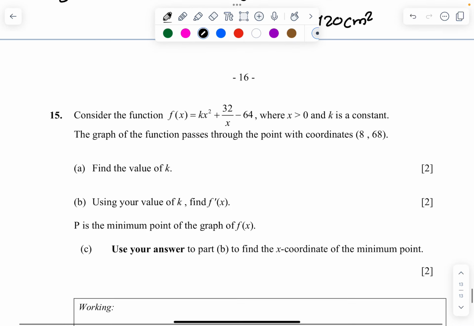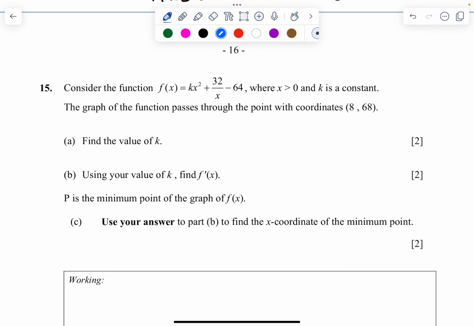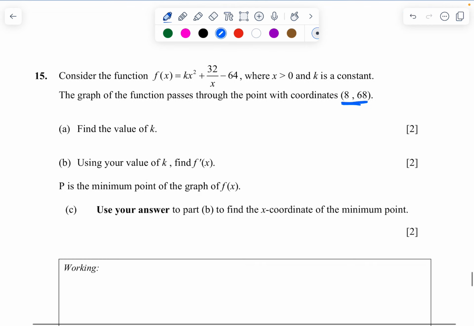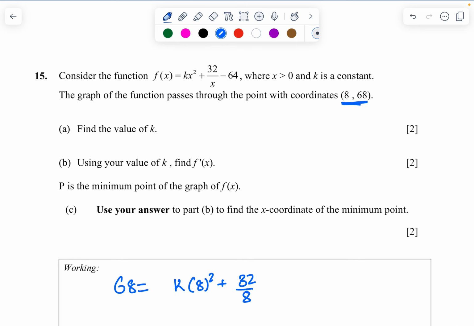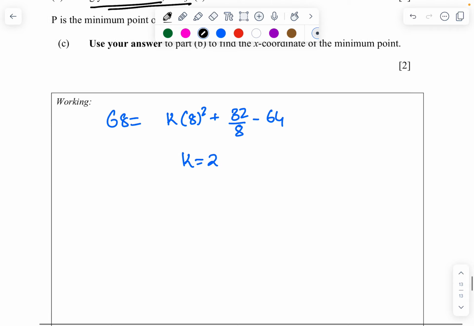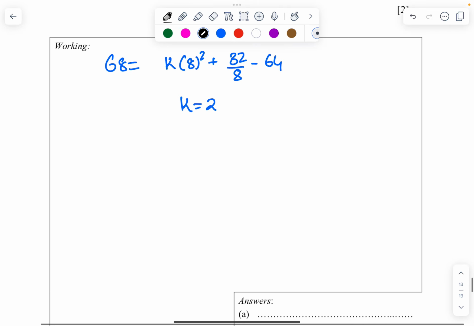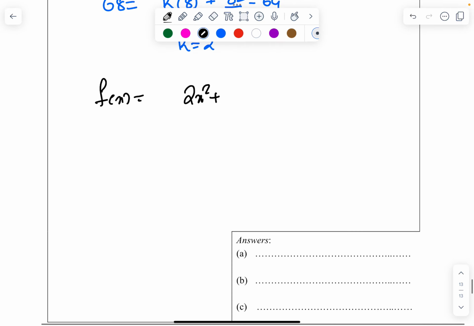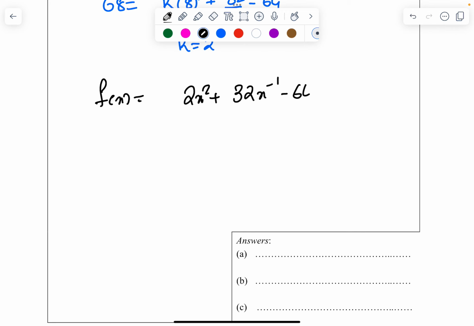Now coming to the last question. Consider the function f of x equals kx squared and so on. Find the value of k. It is passing through 8 comma 68. So plug in: 68 equals k times 8 square plus 32 divided by 8 minus 64. This gives me the value of k as 2. Use your value of k to find f prime x. So f of x equals 2x square plus 32 upon x, that is 32 x to the power of negative 1, minus 64. So what will be f prime x? It will become 4x minus 32x to the power negative 2 minus 0.